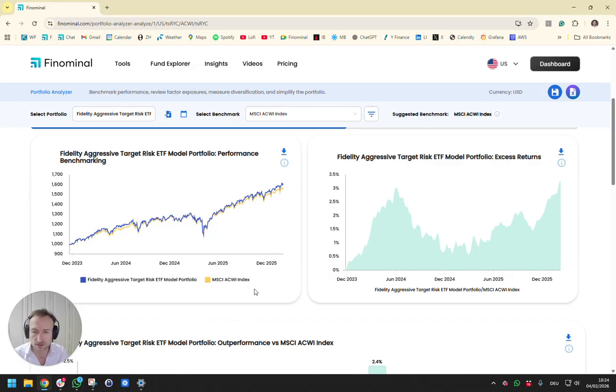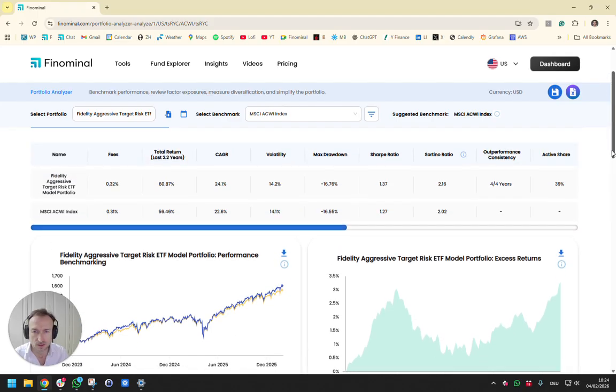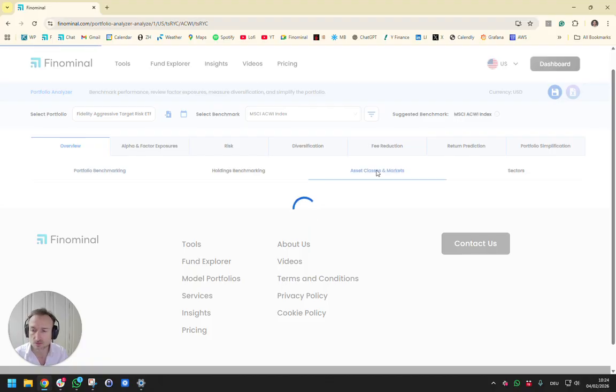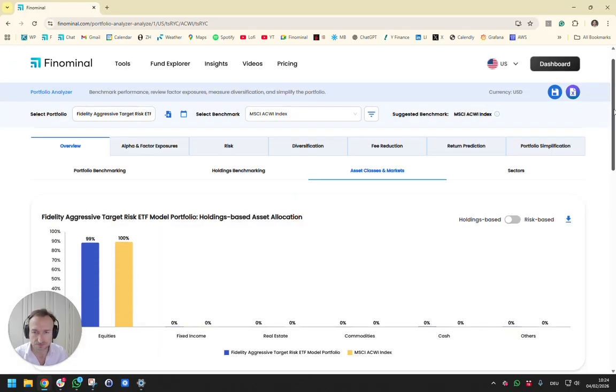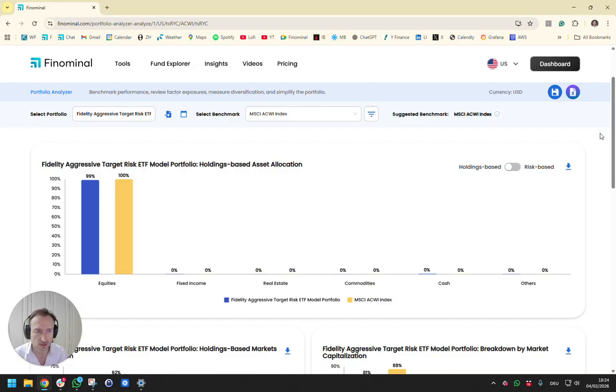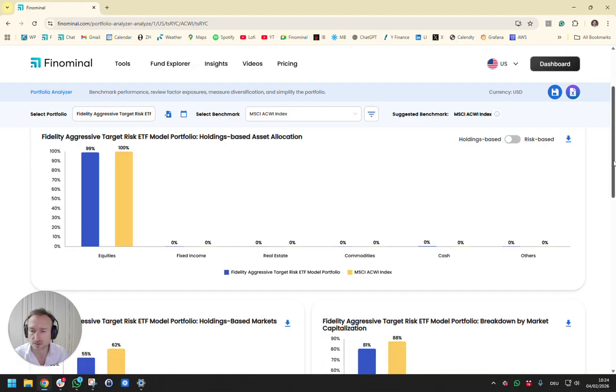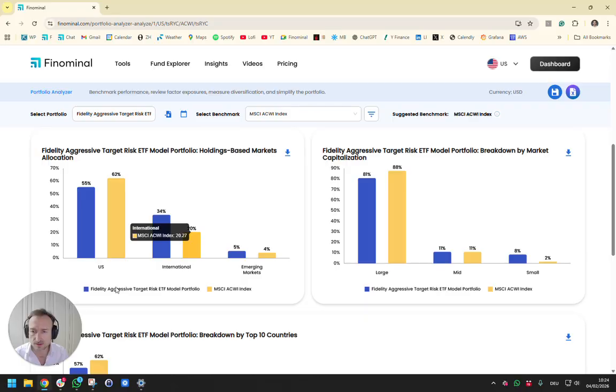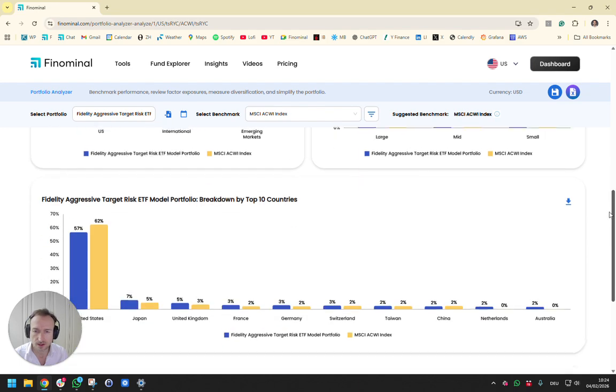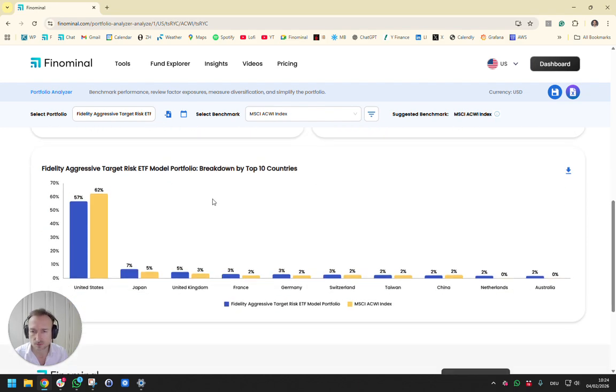closely. And the index makes sense because this portfolio is comprised of US stocks, international, and emerging market stocks. We could quickly check how similar or how different this portfolio is to the benchmark index. And here we see it's 100% equities, or almost, with a little bit of cash. We do see that Fidelity's portfolio has a slightly lower weight to the US, slightly lower weight to large caps, and also from a country perspective, slightly lower weight to the US.